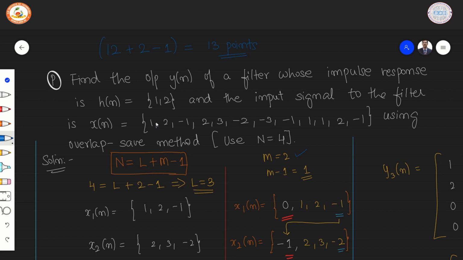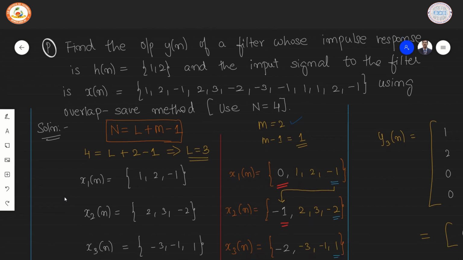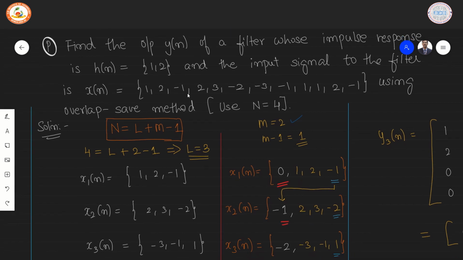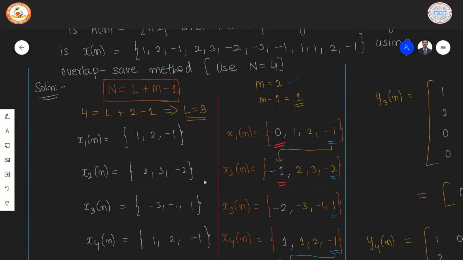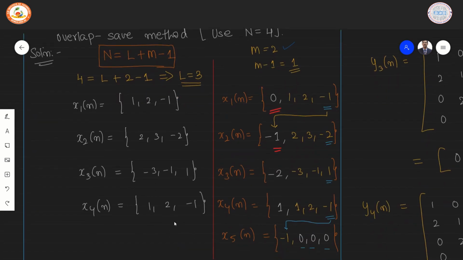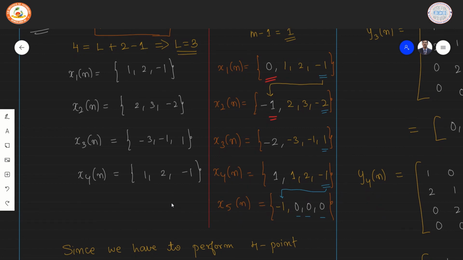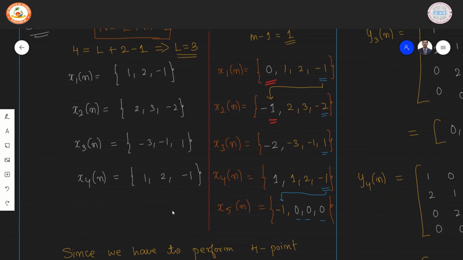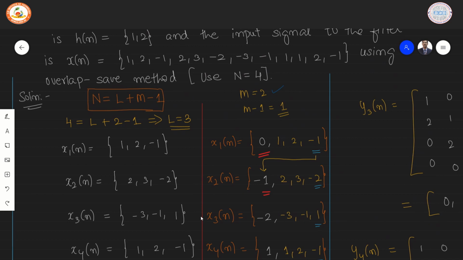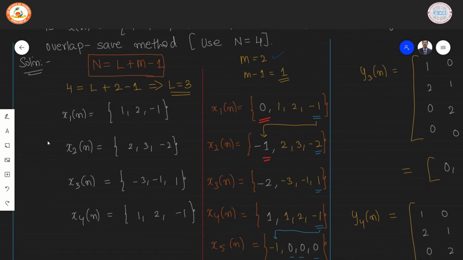Hence, from the input, we will take 3 data points and create the blocks of size 4. We can observe that the blocks are created as first 3 points 1, 2, minus 1, next 3 points 2, 3, minus 2, and so on. We create the blocks in this fashion. Now ideally, you can observe that the final point, minus 1, ends the fourth block.